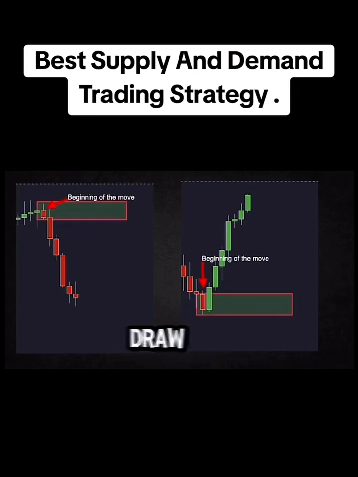Use a rectangle tool to draw a box around the high and low of this candle. This box becomes your demand or supply zone. The key here is to wait for the price to return to this zone before you consider entering a trade. Let's go through some examples.